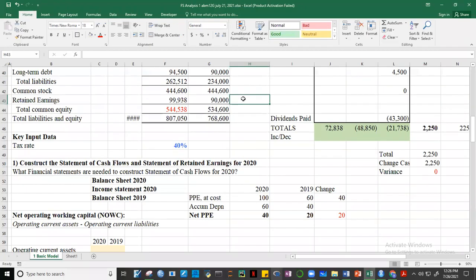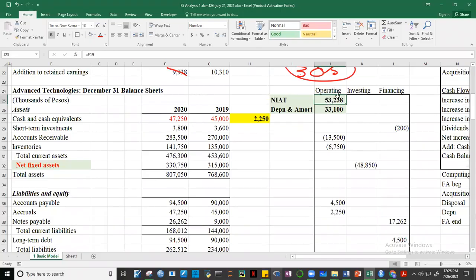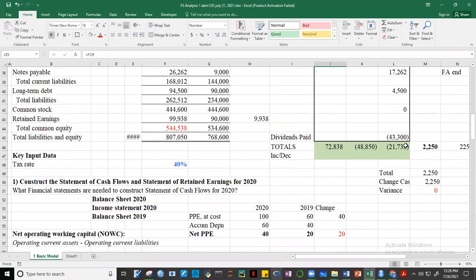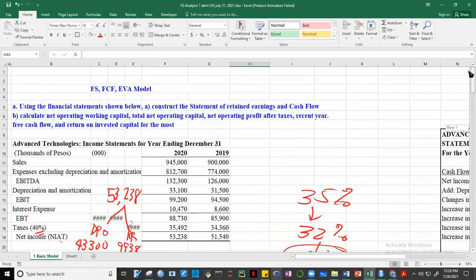Kasi ang difference nito, ano ba difference nito? This minus this, di ba? 9938. Andito na yun. 53 less 43, that's your 9938. Okay? If you add that, magdo-double count na tayo. Okay? Good question, Jillian. Thank you so much. Okay, other questions, guys?